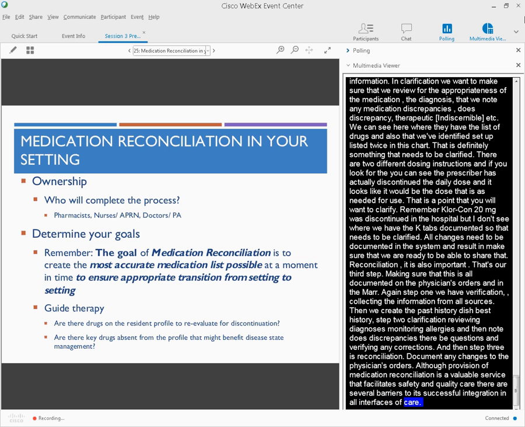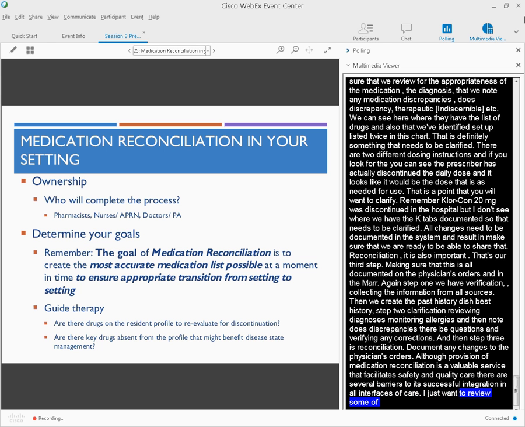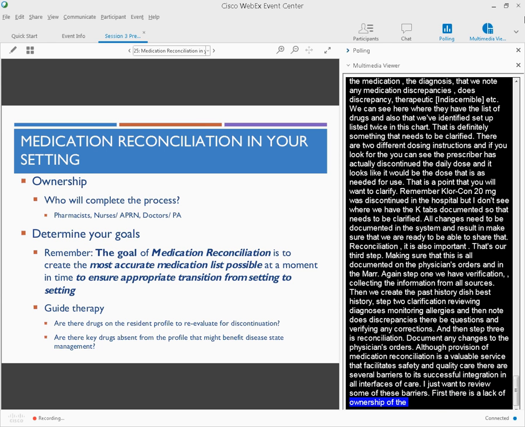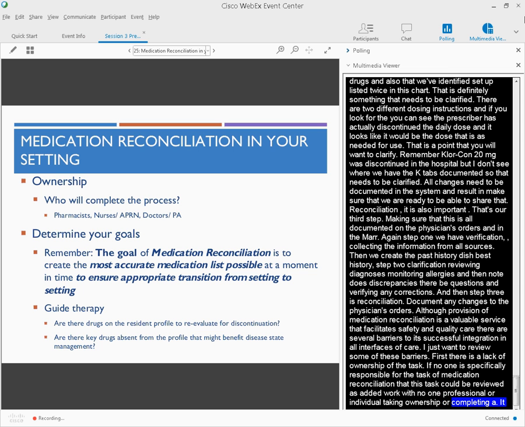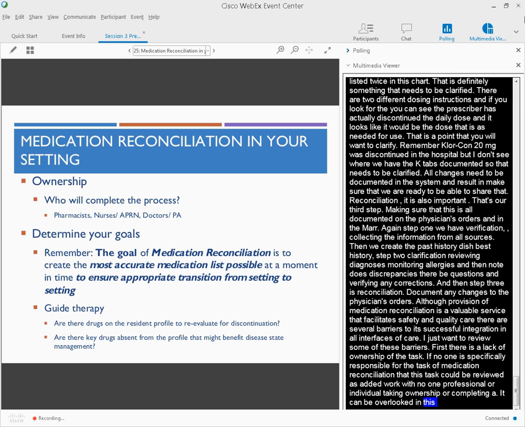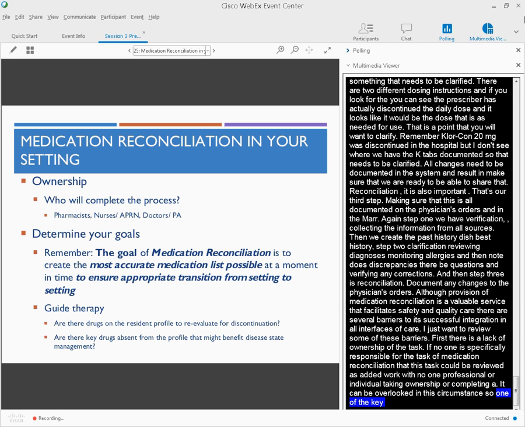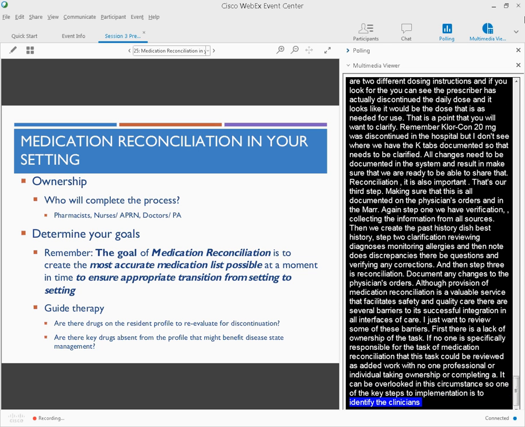First, there's a lack of ownership of the task. If no one is specifically responsible for the task of medication reconciliation, then this task can easily be viewed as added work, with no one profession or individual taking ownership for completing it. MedRec can be overlooked in this circumstance. So one of the key steps to implementation is identifying the clinician who is responsible for the task. As mentioned earlier, the pharmacy team would be an appropriate person to look to take ownership.